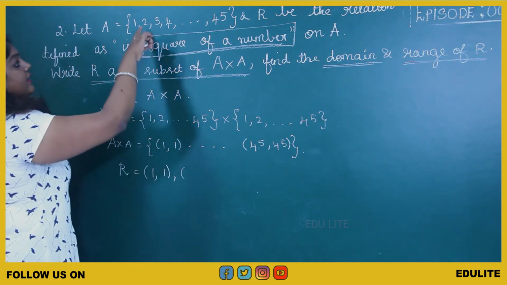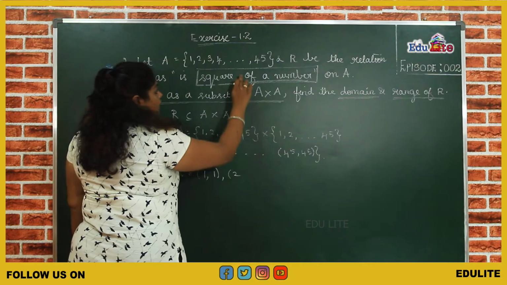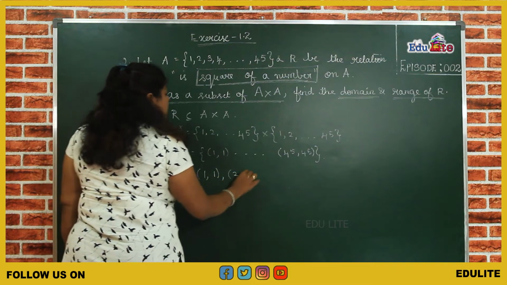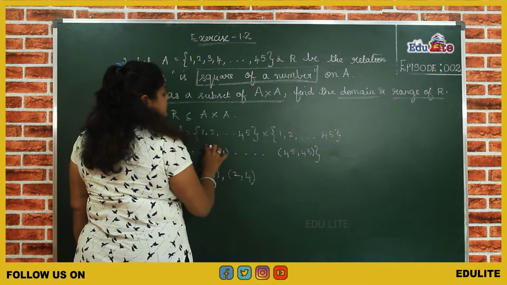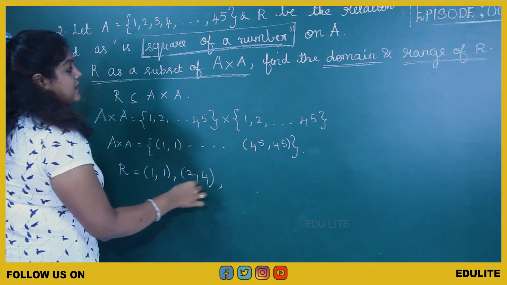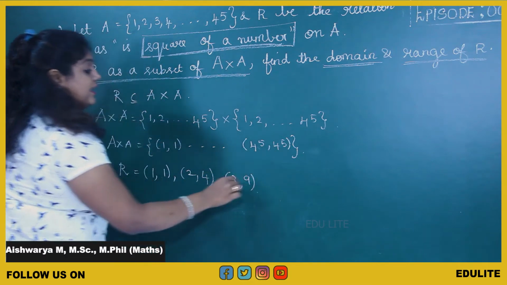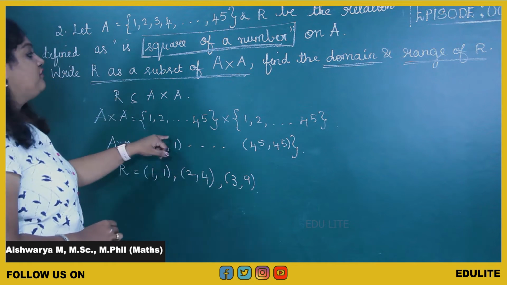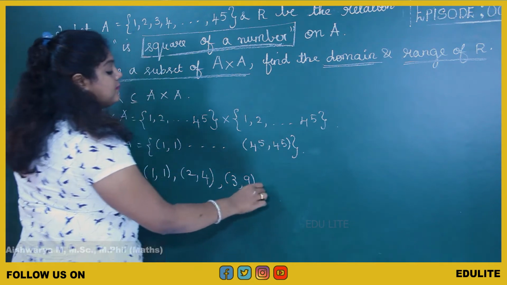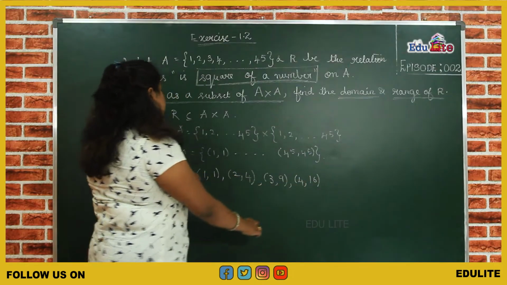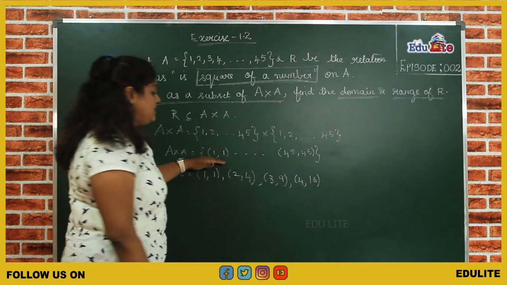Next number in A is 2. So according to the relation, square of a number, 2 square is 4, which will also be a subset of A cross A. Next number from A is 3. So 3 square is 9, which will also be a subset of A cross A. Next number from the set A is 4. 4 square is 16, which will also be a subset of A cross A.